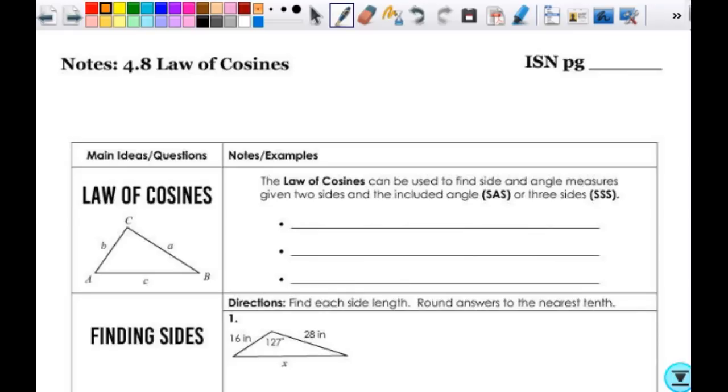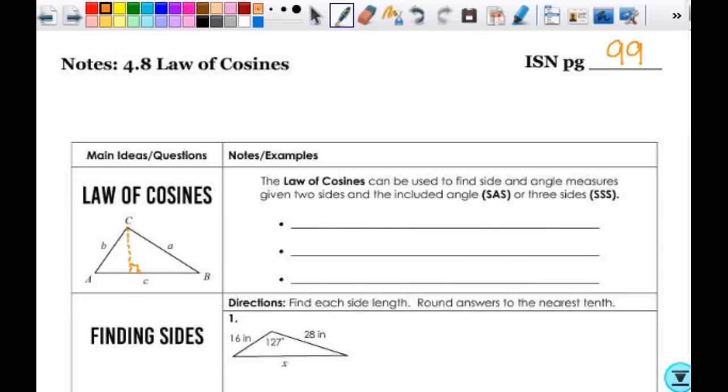Yesterday we talked about the law of sines. Today we're going to talk about the law of cosines, and this is going on page 99 when we're done. So we're going to start the same way we did yesterday, which is taking this triangle that's not a right triangle and breaking it into two right triangles that we know how to handle.